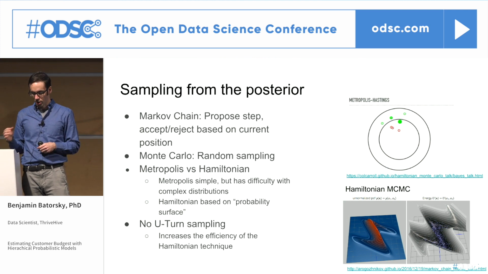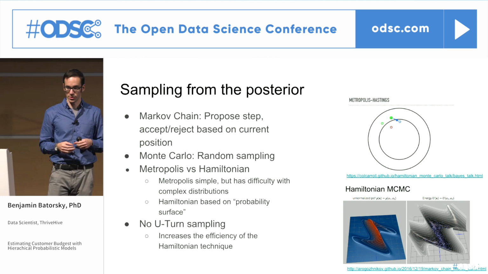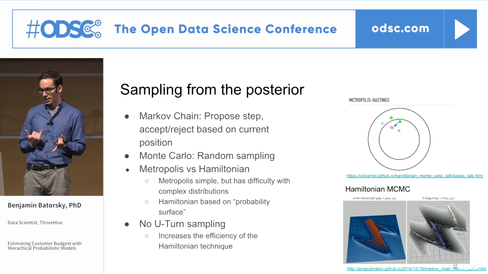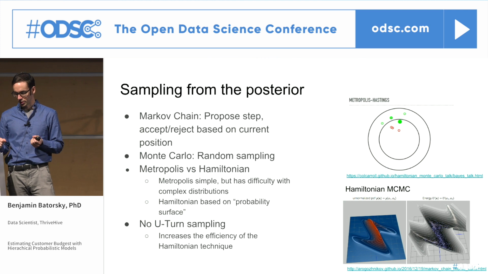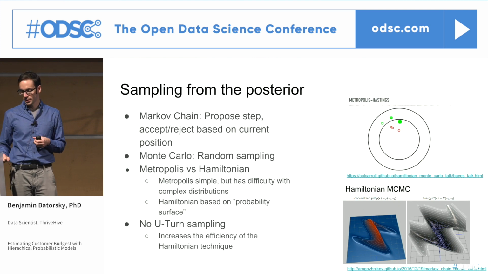And there are two methods for executing these MC samples. One of them is Metropolis-Hastings, and I have a visualization there. I also recommend that blog post. The blog post does a really good job of breaking down the different sampling techniques.